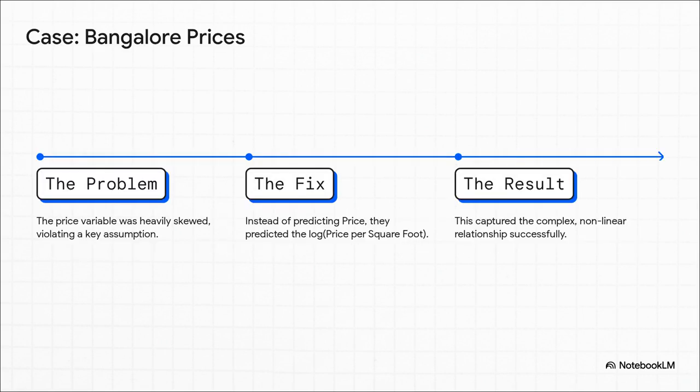Let's make this real with a case study predicting house prices in Bangalore. The big problem the data scientists faced was that the price data wasn't clean at all. It was super skewed. So what was the solution? Instead of trying to predict the price itself, they predicted the logarithm of the price. This one elegant move completely transformed the data, and it let the model capture the really complex, nonlinear patterns between a house's features and what it's actually worth.